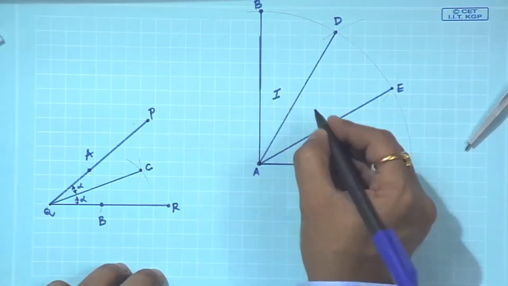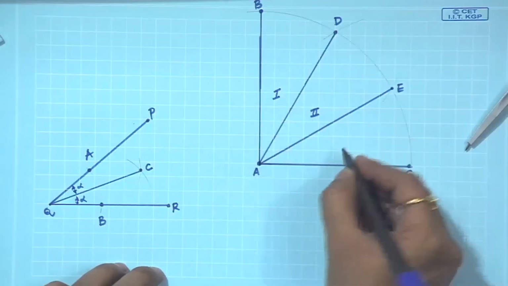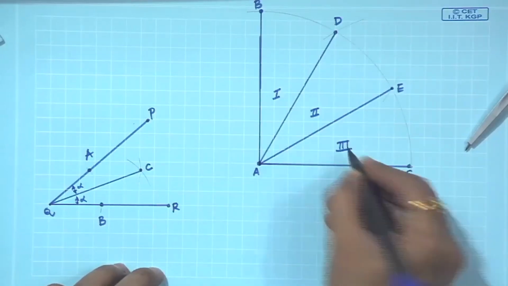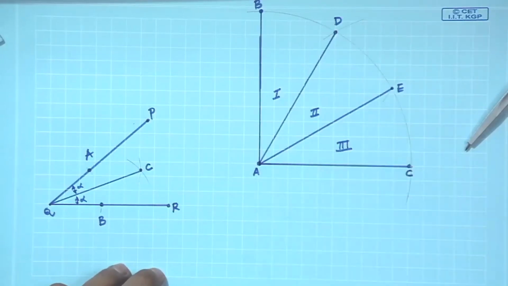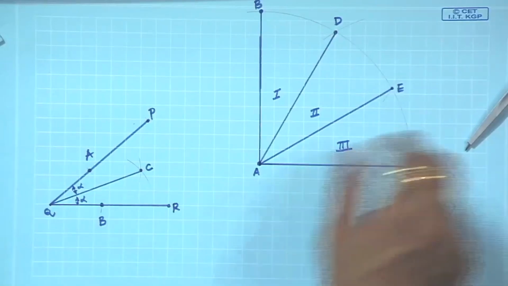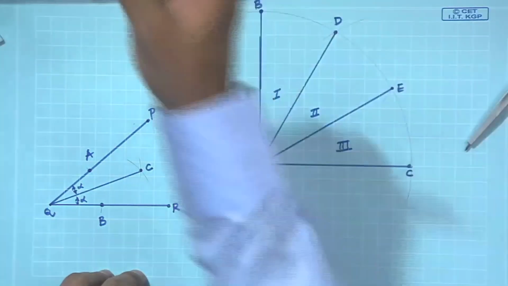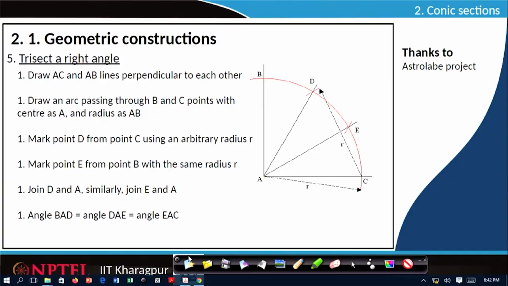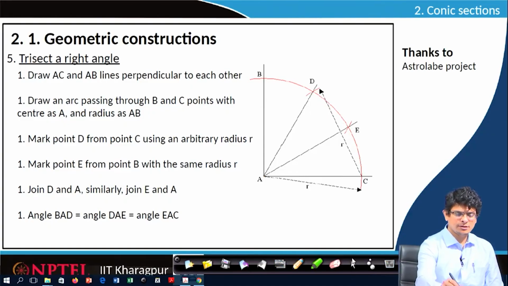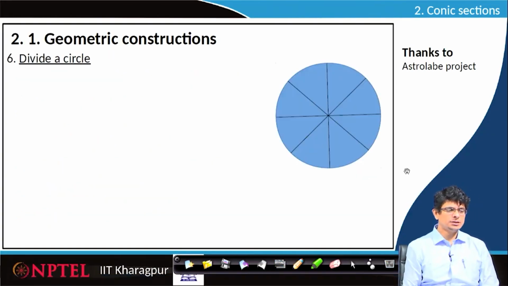So, this is the first part, second part, and this is the third part. This is the way we trisect an angle. If it is something like a circle, the easiest way is, if we would like to really divide a circle, first draw a circle.